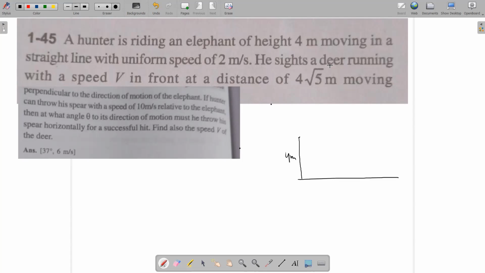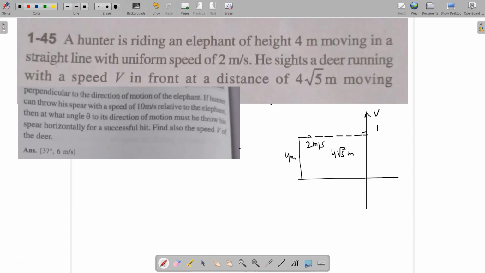He sights a deer running with a speed v in front at a distance of 4 root 5 meters, moving perpendicular to the direction of motion of the elephant. Suppose the elephant is moving in this direction, so a line that is perpendicular to his motion, right? So this is the speed of the elephant, meaning the speed of the hunter. And this distance is 4 root 5 meters, and this deer is crossing, moving with speed v.